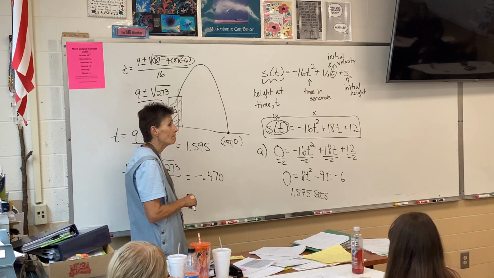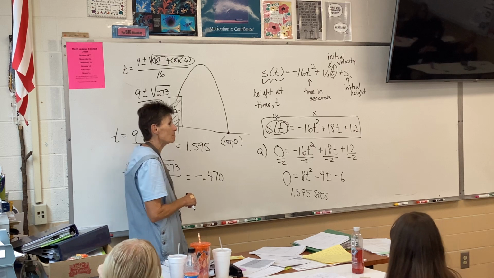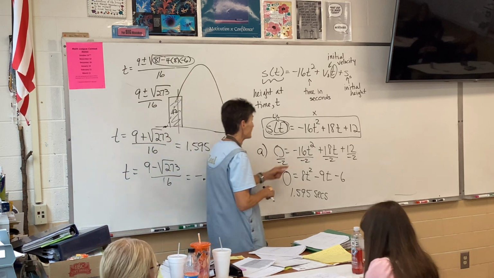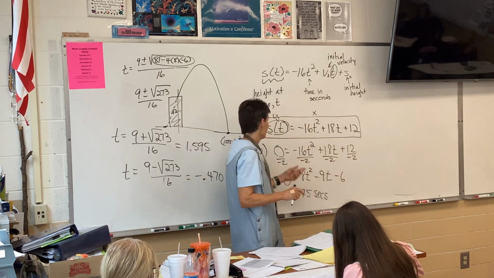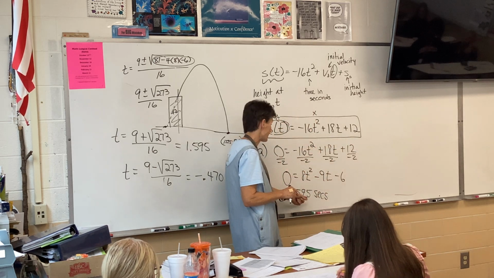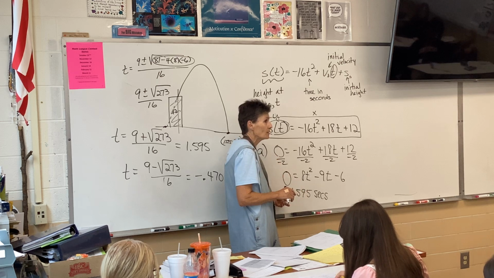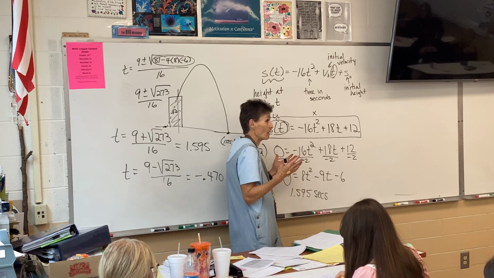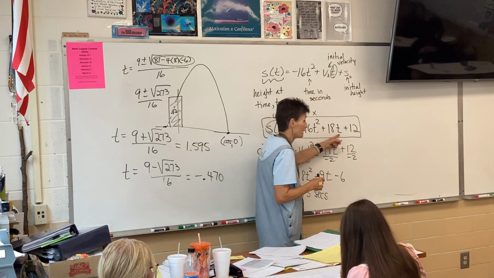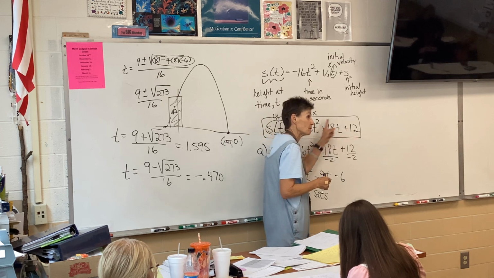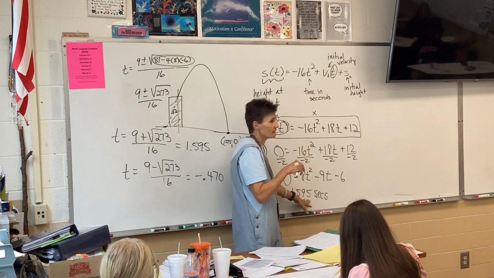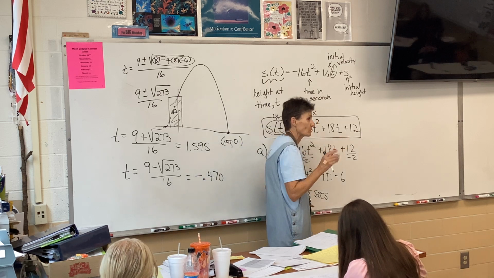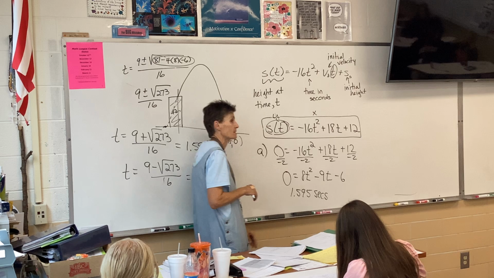Plug 1.595 back into the original equation. I didn't, but I could. If I plugged it back into the original equation, I'm gonna get zero, because that's how I solved it. That is the value that gives me zero. So I could check my answer that way. Put it in here, and that should work out to be zero. Because of the round off, it might turn out to be 0.0053 or something like that, and it should be really close.